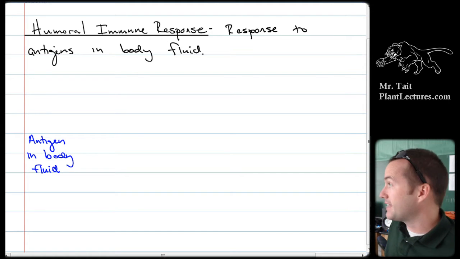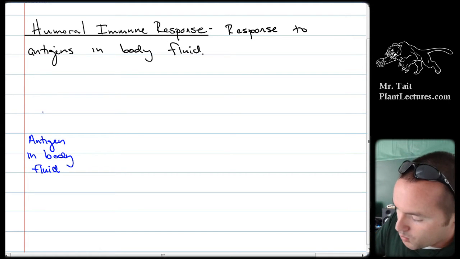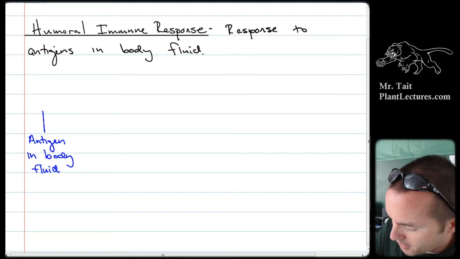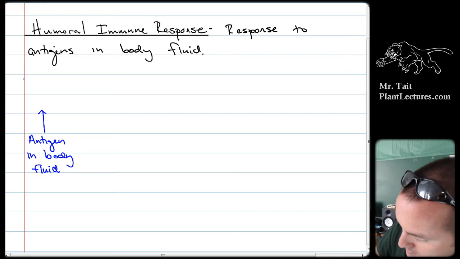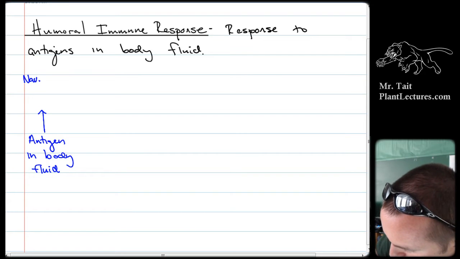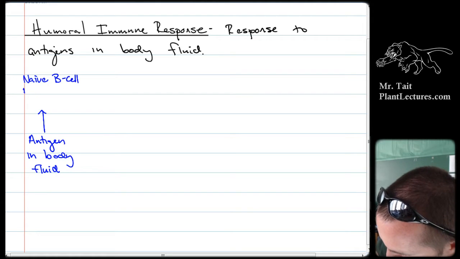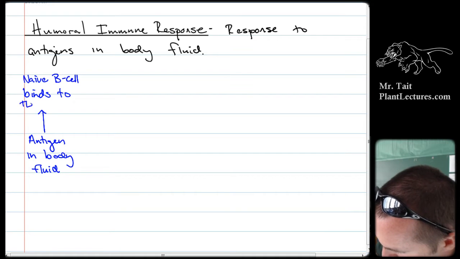Okay, and if an antigen gets into body fluid, it will be detected by a very specific type of cell that's called a naive B cell. So a naive B cell binds to the antigen.